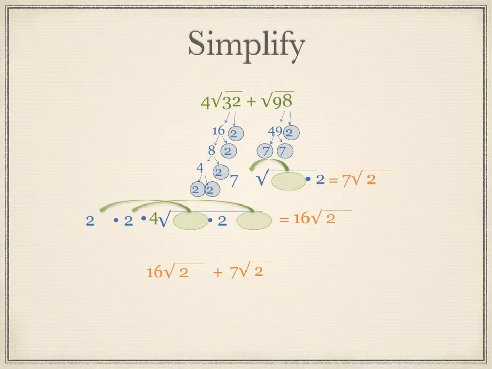So 16 square roots of 2 plus 7 square roots of 2 we can now combine because they both have the square root of 2 in it. So 16 plus 7 is 23. So we have 23 square roots of 2. And that's our answer.